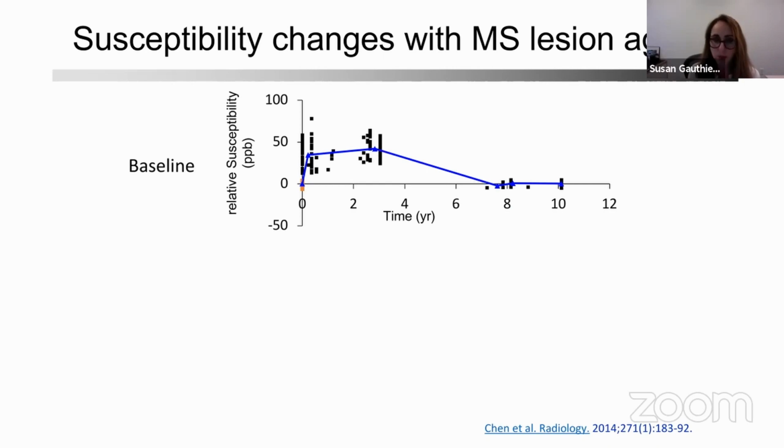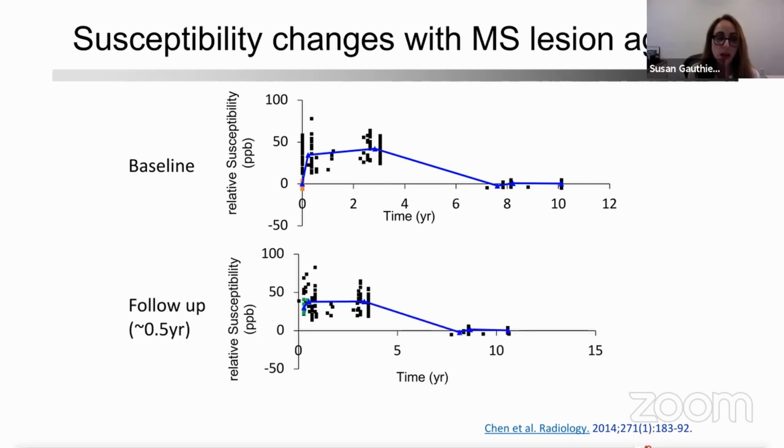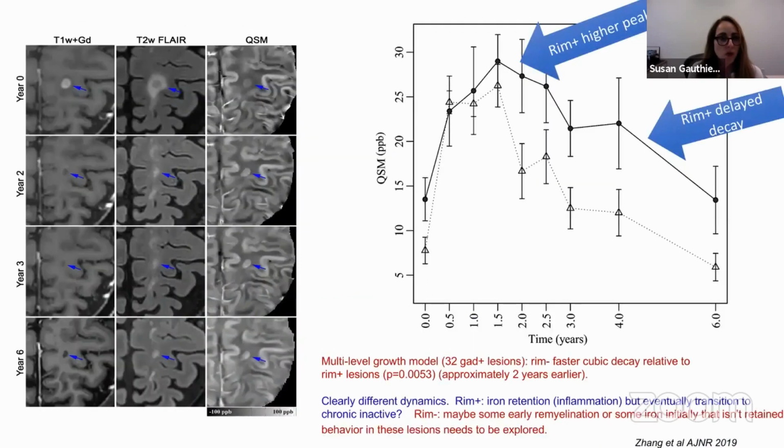And in this study, we had a follow-up of 6 months, and we saw that there was a jump in susceptibility in those enhancing lesions. All of the other lesions remained pretty stable. So this led to a speculation that there might be a trajectory of change in susceptibility based upon a lesion's age. So this was a longitudinal study of 32 gadolinium-enhancing lesions.